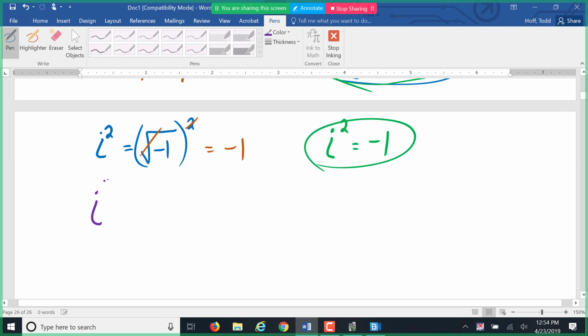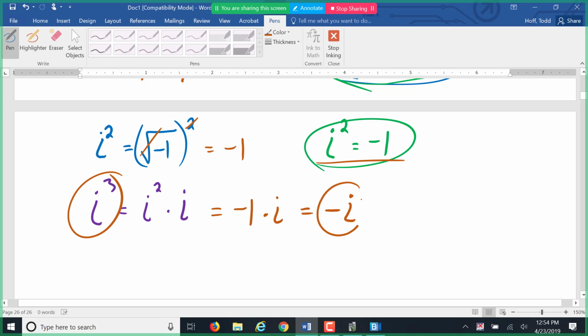If I did i to the power of 3, well, I'm going to write that as i squared times i. We've already learned that i squared is negative 1. Negative 1 times i is just a negative i, or negative 1i if you want to call it that. So i to the third power is just negative i.